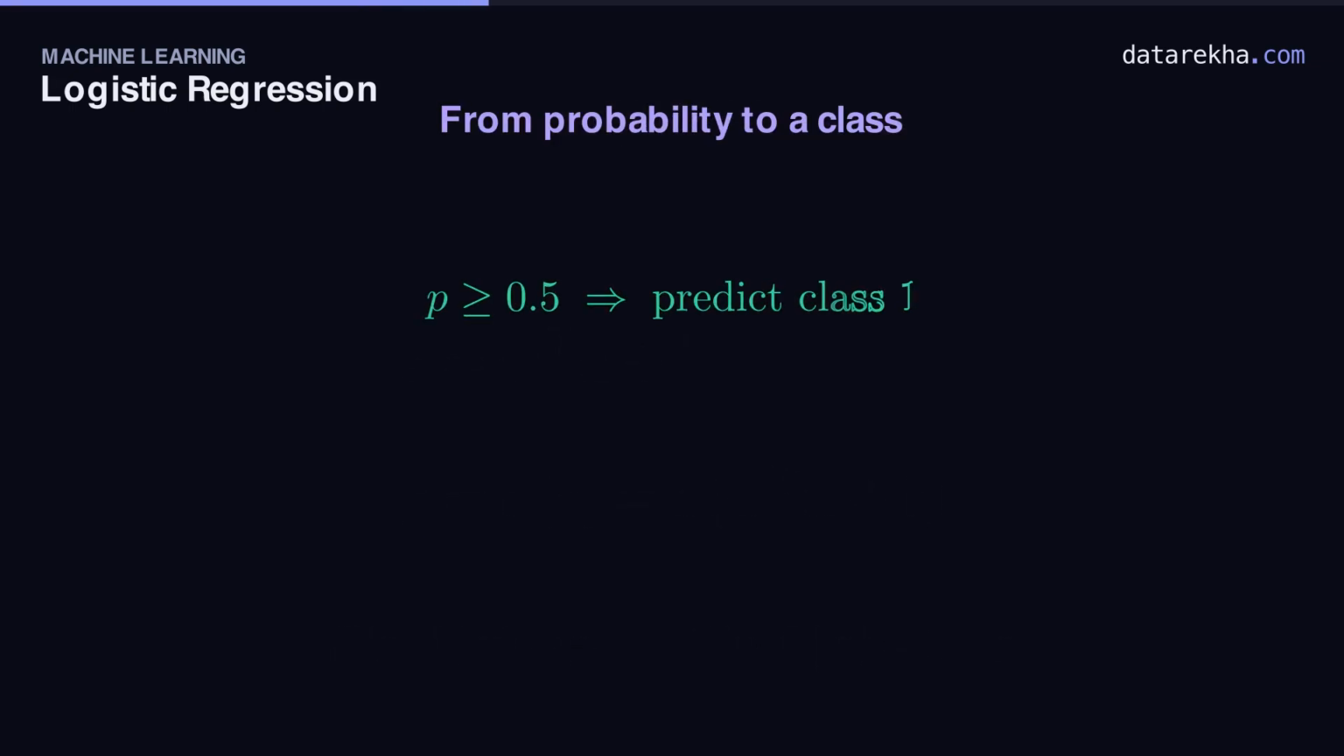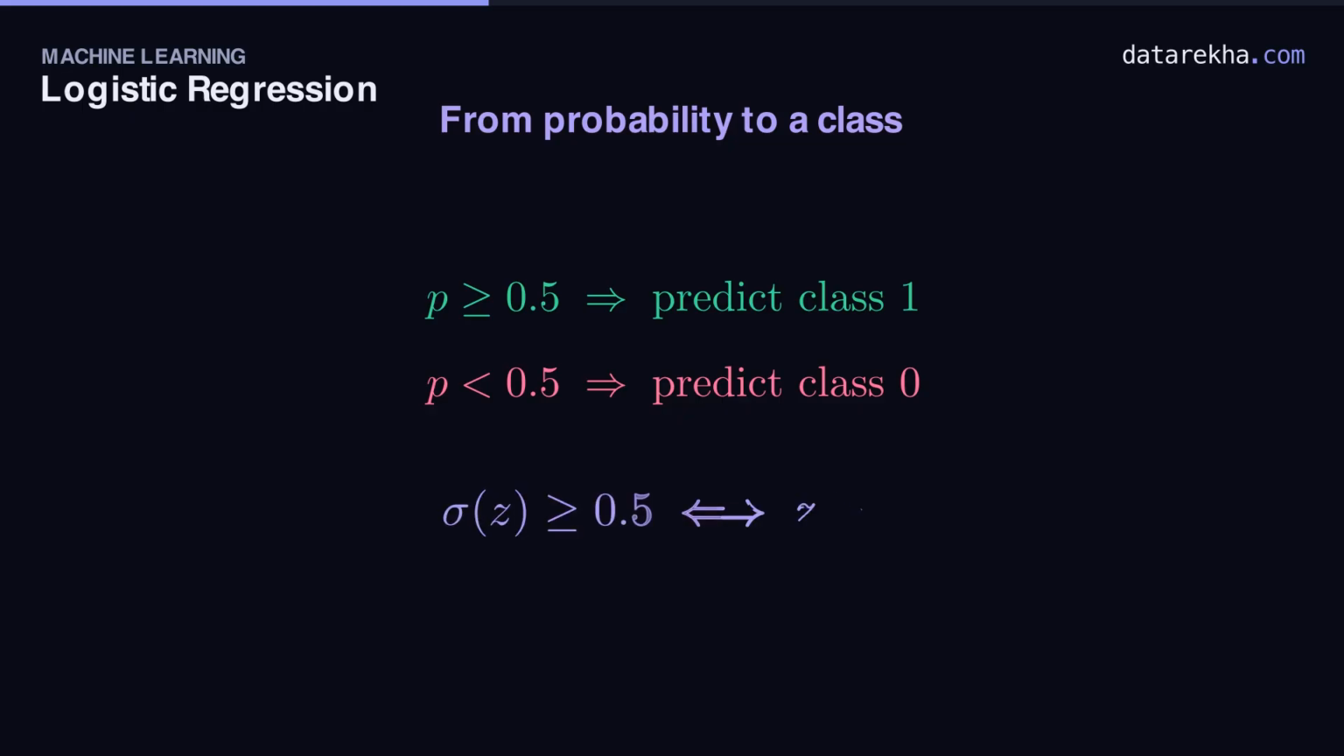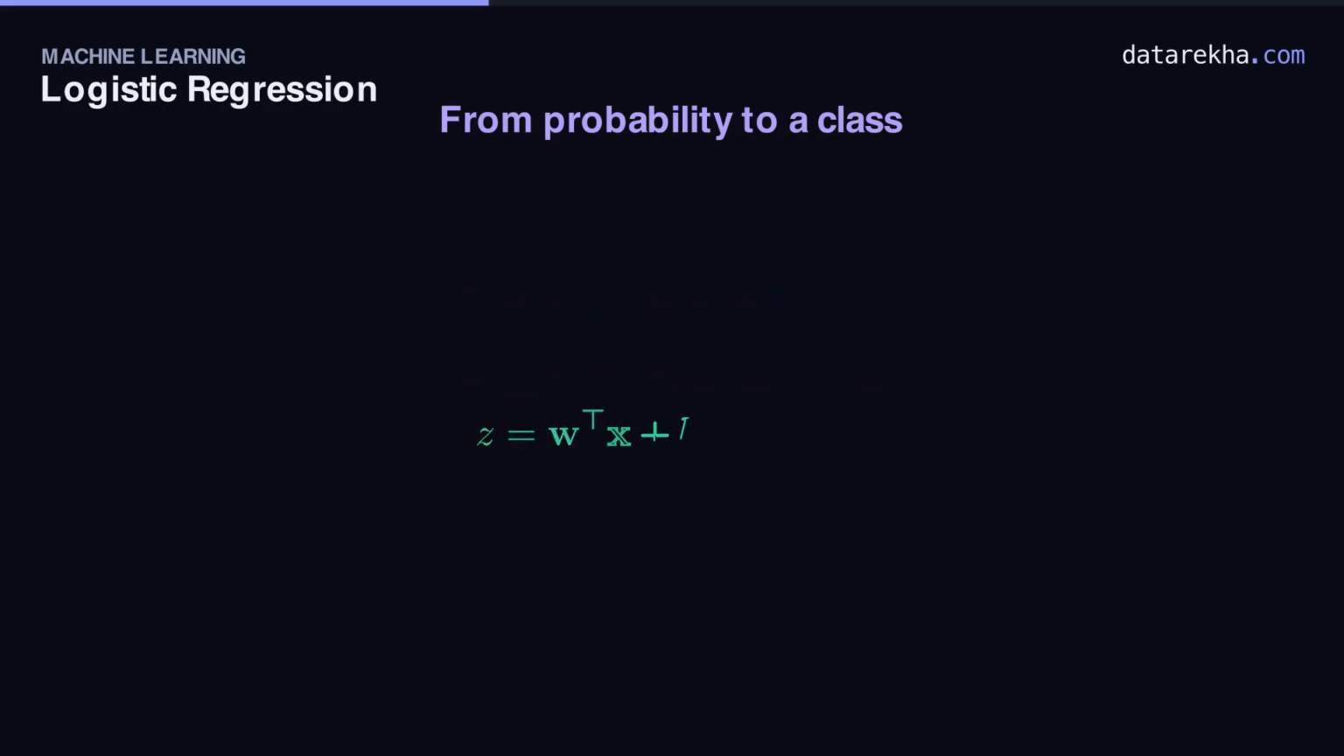A probability is lovely, but sometimes you must commit to an answer. So we threshold. The usual rule, if p is at least 1/2, call it class 1. Otherwise, class 0. Here's the neat part. We just saw sigma hits 1/2 exactly when z is 0. So thresholding the probability at 0.5 is the very same thing as thresholding the raw score z at 0, which hands us the two rules side by side. Class 1 when z is at least 0, class 0 when z is below it. The boundary between them is simply where z equals 0, and that is what we chase next.